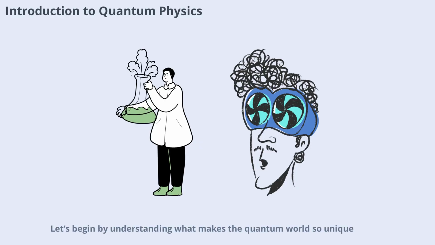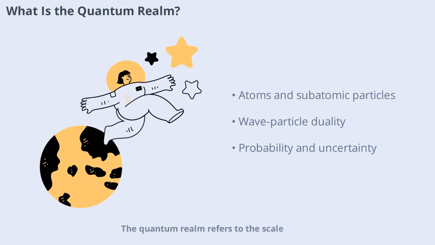Let's begin by understanding what makes the quantum world so unique. The quantum realm refers to the scale of atoms and particles even smaller than atoms, such as electrons and photons. At this level, the rules of physics change dramatically. Particles can behave like waves, and waves can act like particles. This duality is one of the most intriguing aspects of quantum physics. In the quantum realm, things don't always have definite positions or speeds until we measure them. Instead, they exist in a state of probability, only becoming certain when observed. This mysterious world challenges our everyday experiences and opens up new possibilities for science and technology.